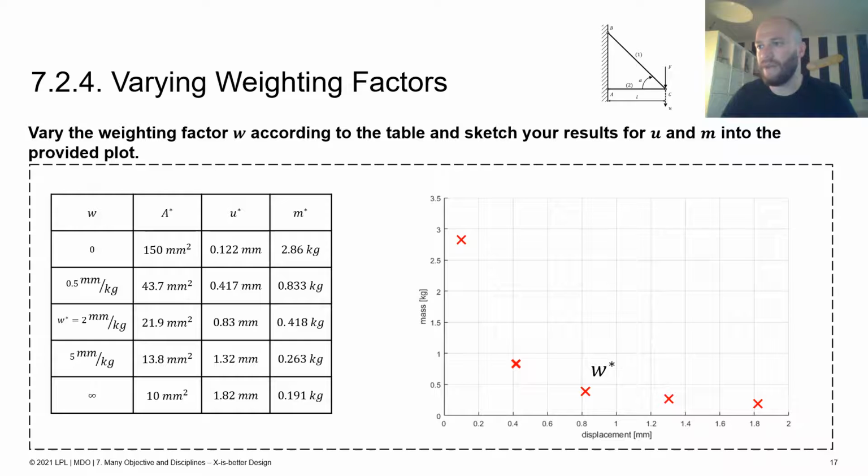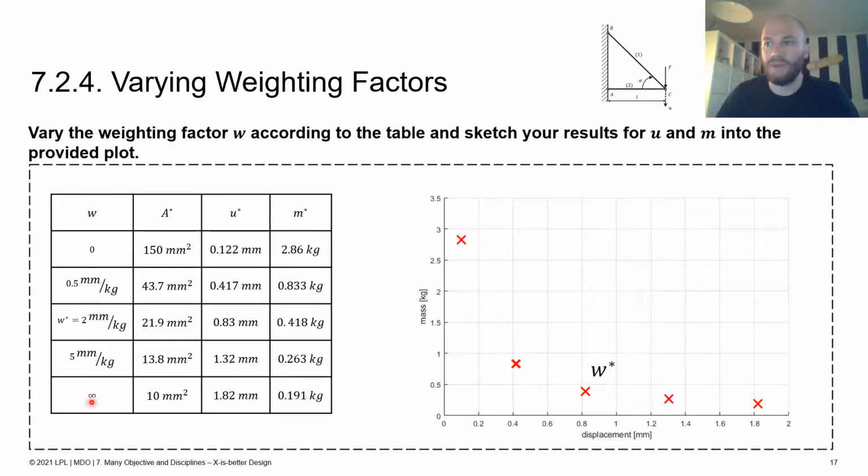Afterwards, the task is about varying this weighting factor. So it's about seeing what changes if we change the weighting factor, which is sometimes, as I mentioned, not so easy to choose. And here you already know some results in the table. So the first one, with a weighting factor of 0, is the equivalent. So the weighting factor was chosen with respect to mass, so the mass is cancelled out. So we are just maximizing the stiffness, so we are at the upper bound of the cross-section area.